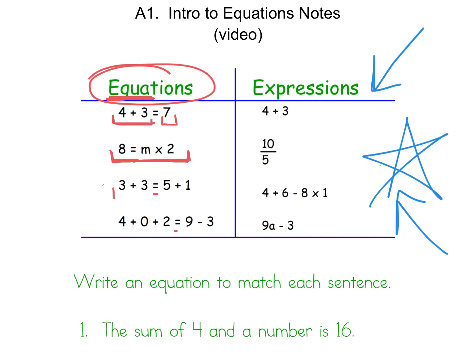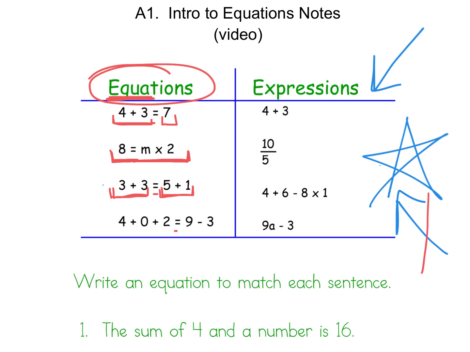And sometimes you have one expression, like 3 plus 3, equal to another expression, 5 plus 1. Each of those has a value of 6, therefore they are the same, they are equal. So the purpose of our equal sign is to show that whatever is on one side has the exact same value as what is on the other.